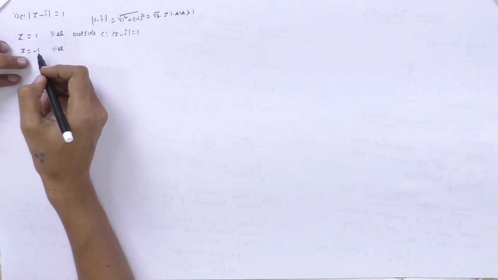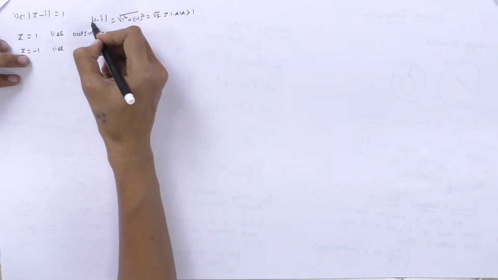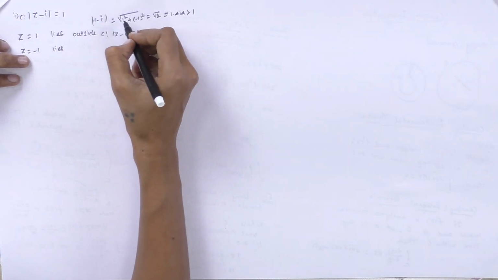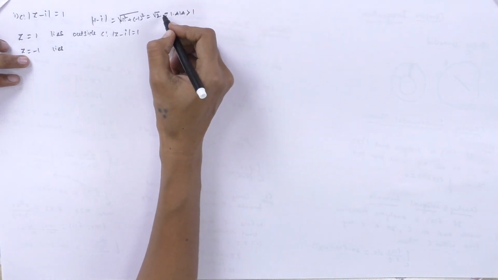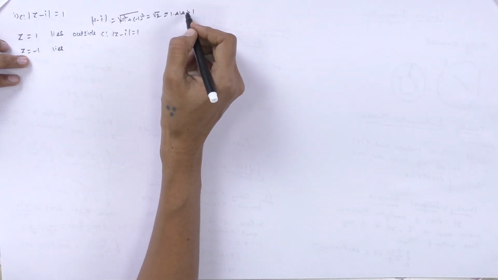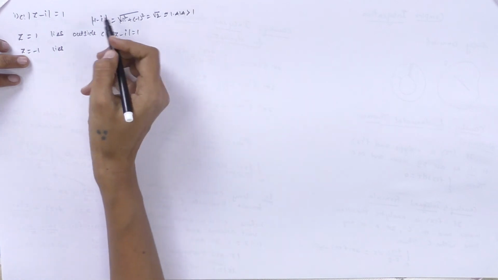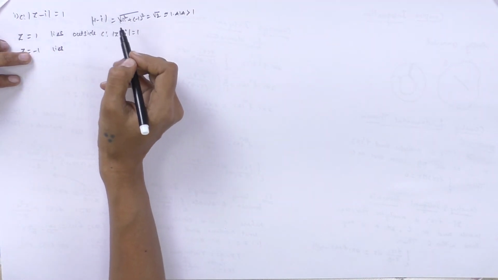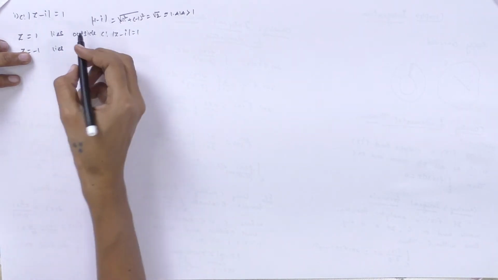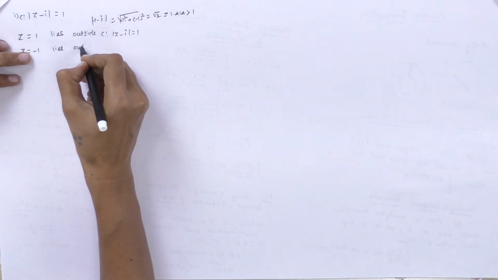Similarly, we can substitute z equal to minus 1 here. So modulus of minus 1 minus i, with real part minus 1 square, is also square root of 2, approximately equal to 1.414. This is also greater than 1. The distance between the point z equal to minus 1 and the center is greater than the radius, then the point lies outside C.